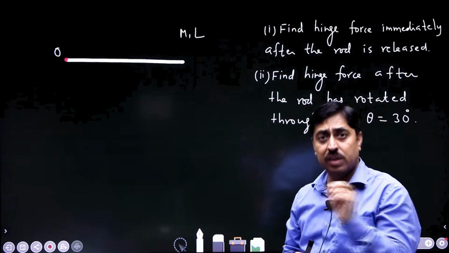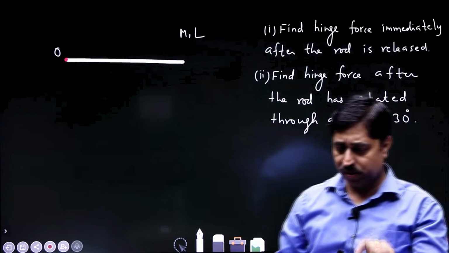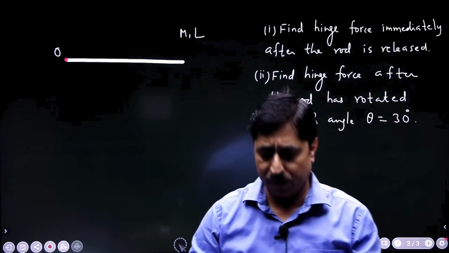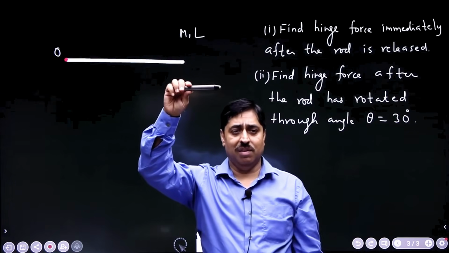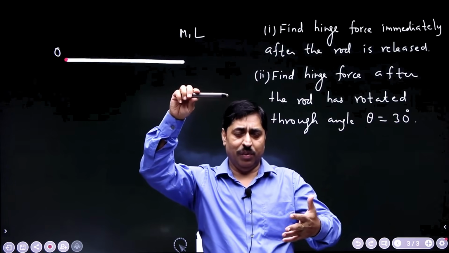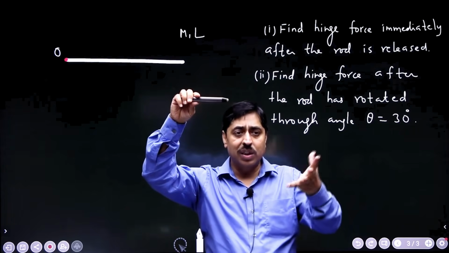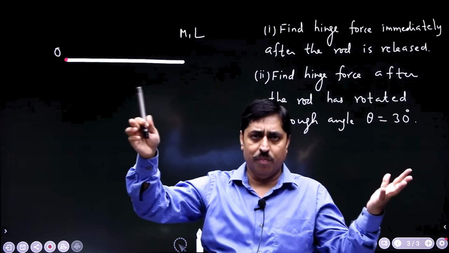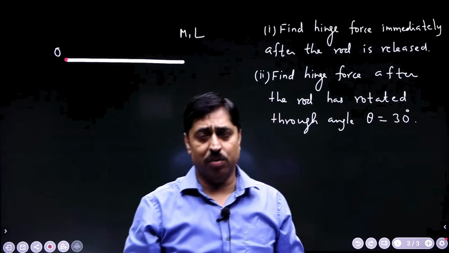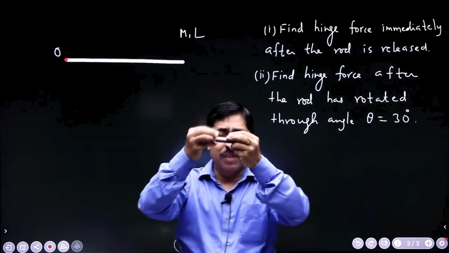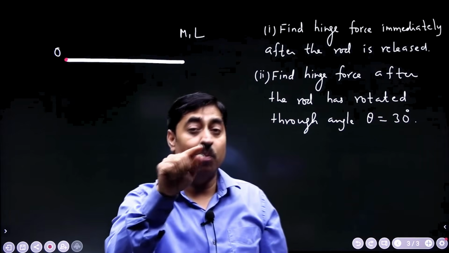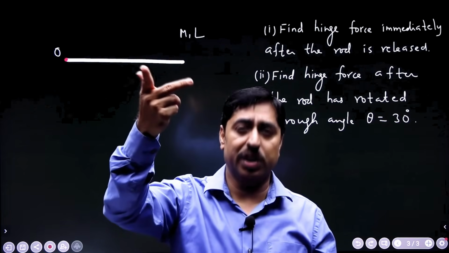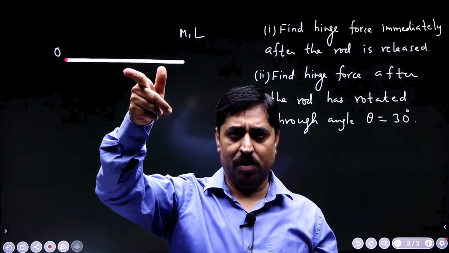as soon as you release the rod, it does not have any speed. If a question says that a ball is released from height h, so what is the initial velocity of the ball? Just after the release, what is the initial velocity of the ball? 0, but its acceleration is not 0. Once you release the ball, immediately after releasing the ball, its velocity is 0, but the velocity has started to change. There is an acceleration.